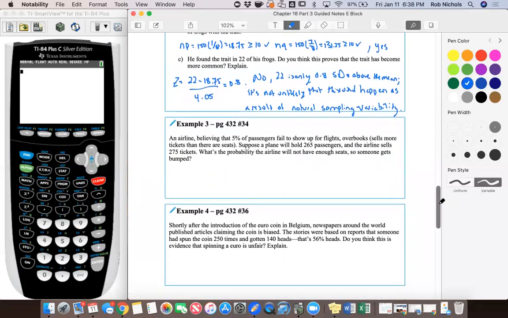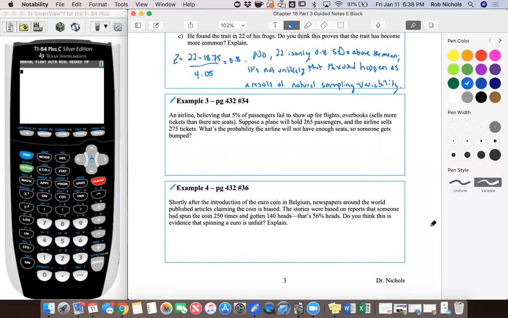Okay. All right, example 3. So an airline, believing that 5% of passengers fail to show up for flights, overbooks or sells more tickets than there are seats. So suppose a plane will hold 265 passengers and the airline sells 275 tickets. What's the probability that the airline will not have enough seats? So someone will get bumped.